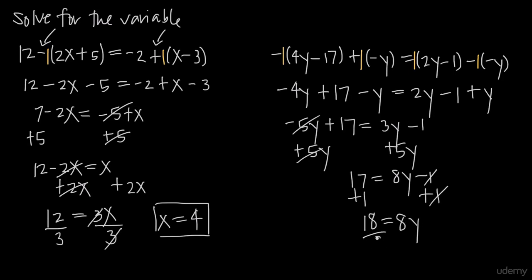Dividing both sides by 8 cancels the 8 from the numerator and the denominator on the right, leaving us with y is equal to 18 over 8, which is the same as 9 over 4 when we divide both the numerator and the denominator by 2.